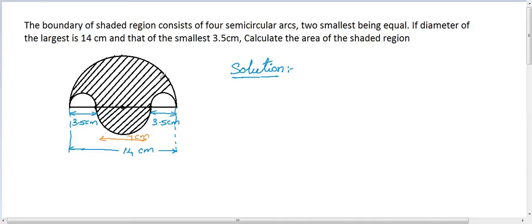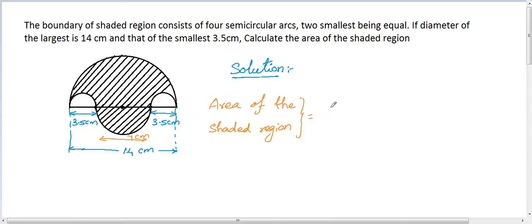Okay, now how to find the area of the shaded region? See, we have three different types of semicircles. The bigger semicircle has a 14 centimeter diameter, the next one is 7 centimeter, and the smallest semicircle's diameter is 3.5 centimeter.